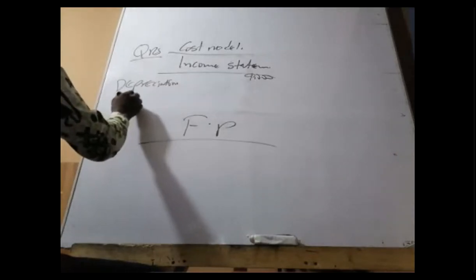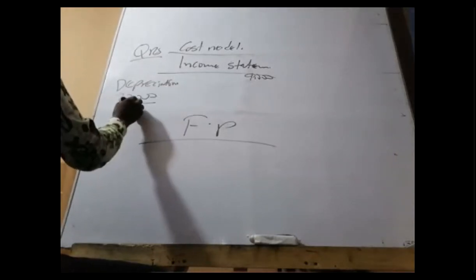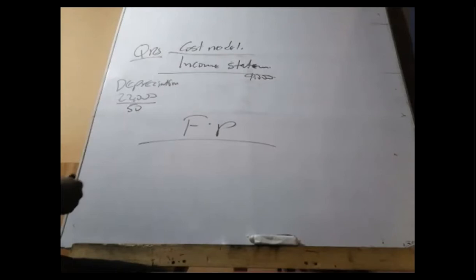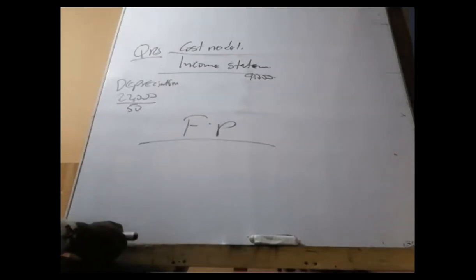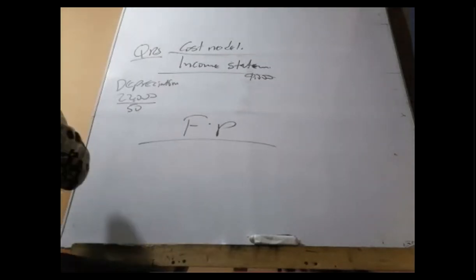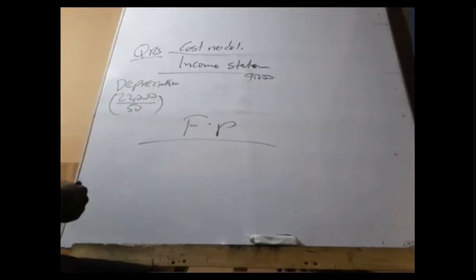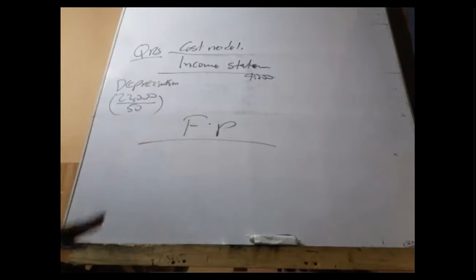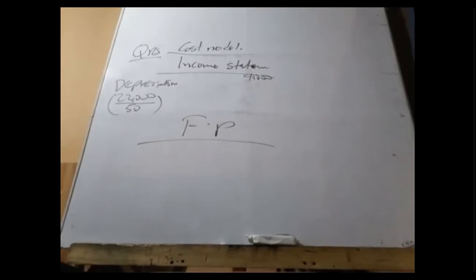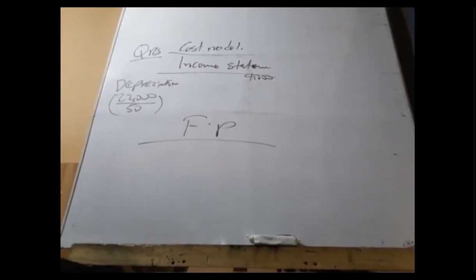So the cost is 22,000, right? Divided by 50. And depreciation will be what? Full year depreciation. Don't even worry yourself to demarcate it. And that'll give us the same answer even when you calculate from the carrying amount at the date of the transfer.